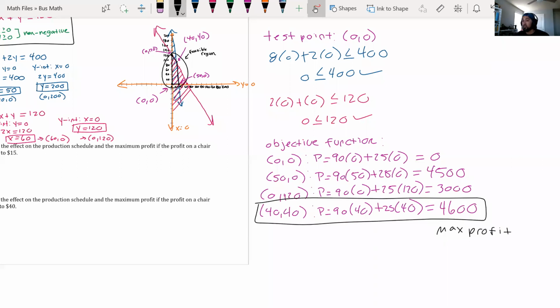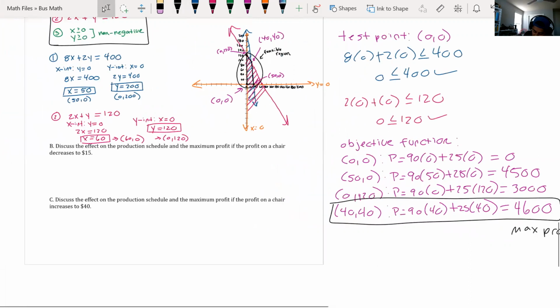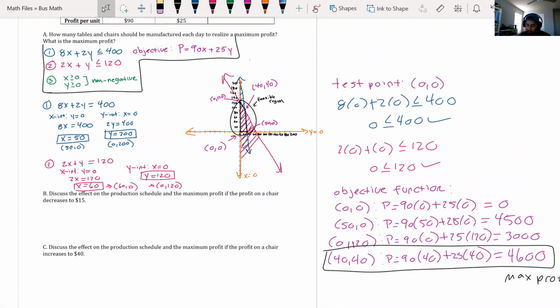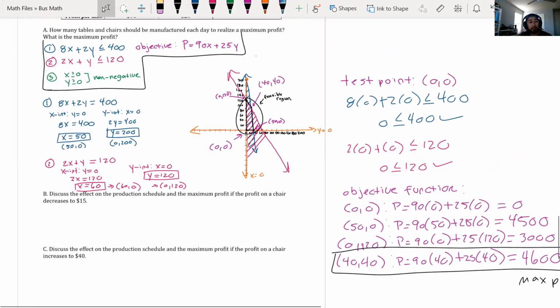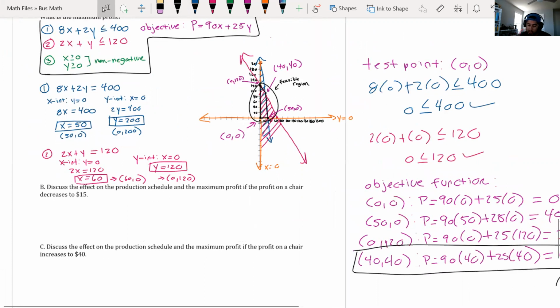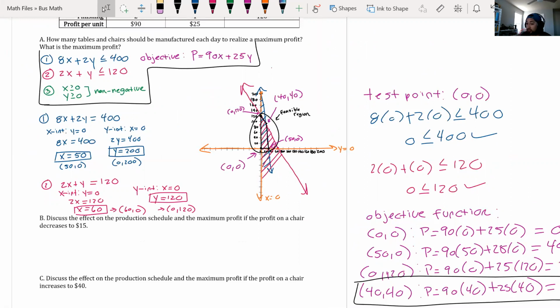Okay, cool. All right. And then last two questions. B says, discuss the effect on the production schedule and the maximum profit if the profit on a chair decreases to $15. Oh boy. So all this wants us to do is just create a new objective function, because chairs were originally $25 a chair, but now they're going to be reduced to 15.